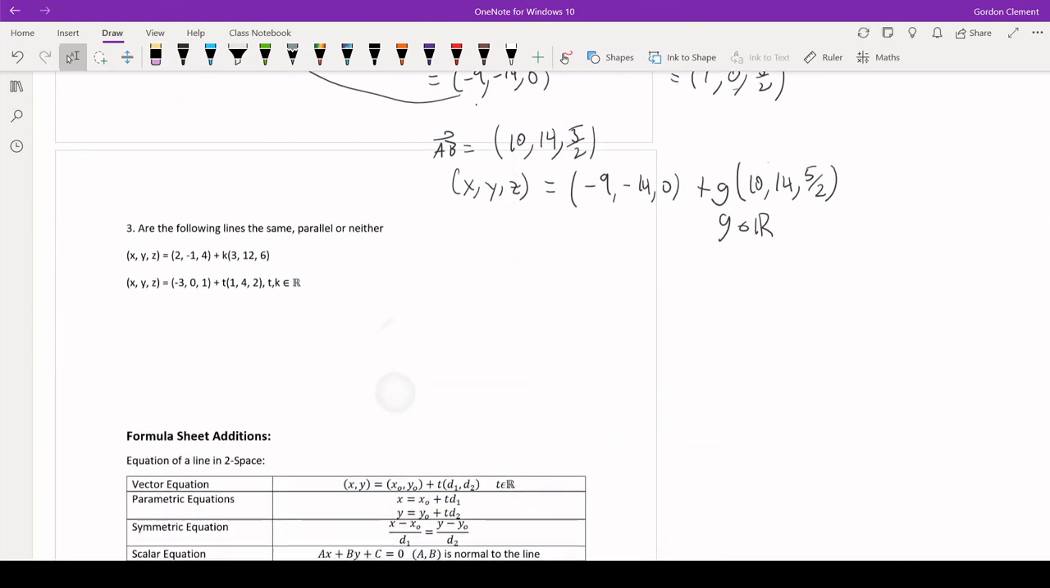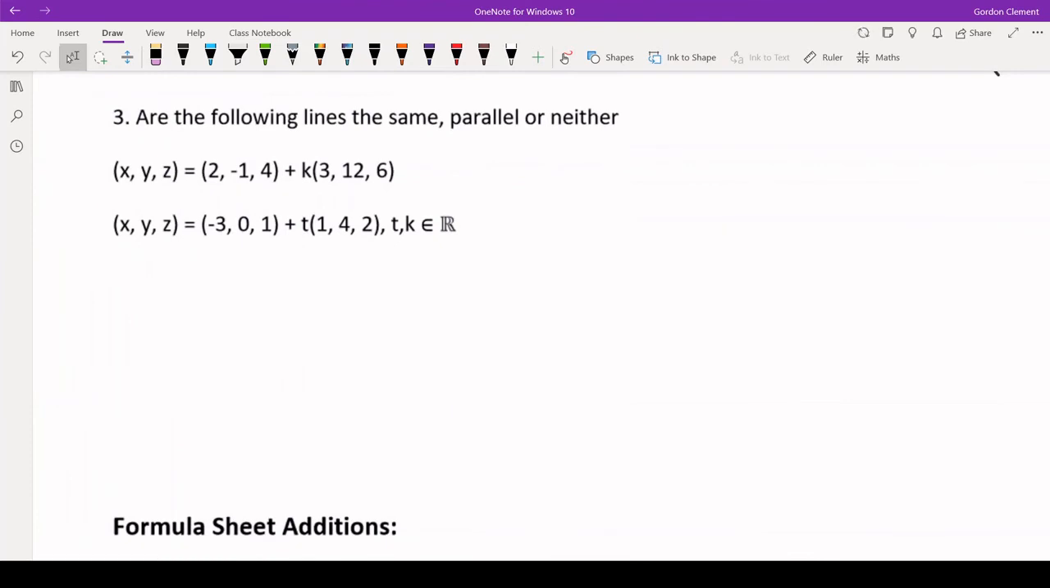Last one. We're going to decide whether these lines are the same line in disguise, parallel to each other, or none of the above. And I can see right away that the direction vectors are scalar multiples. So they are definitely either the exact same line in disguise or parallel, because they're heading in the same direction.